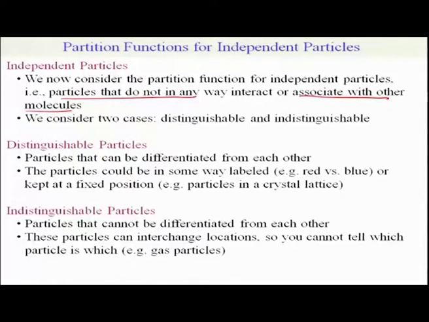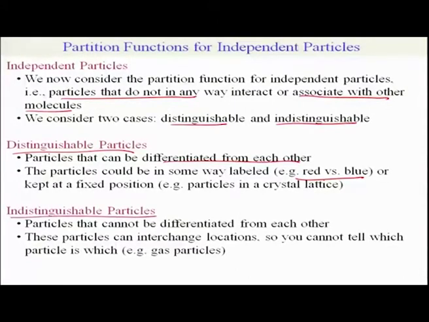We will consider two cases. One is distinguishable, another is indistinguishable. So distinguishable particles are the particles that can be differentiated from each other. You can imagine that the particle could be labeled in some way, that is red or blue, or kept at a fixed position, for example a particle in a crystal lattice, and you can know exactly which particle it is.